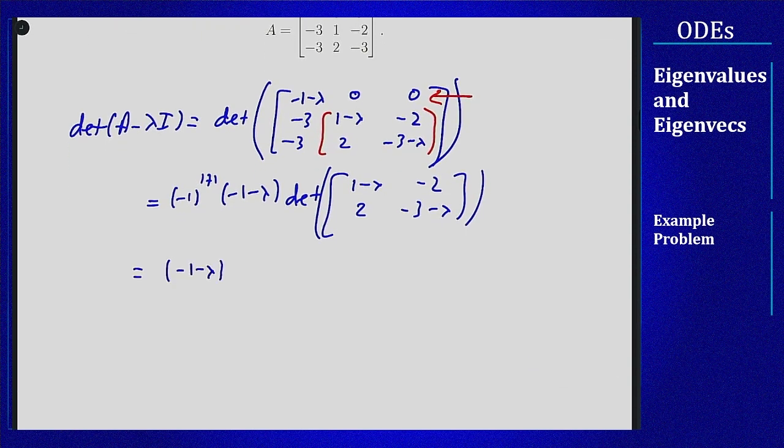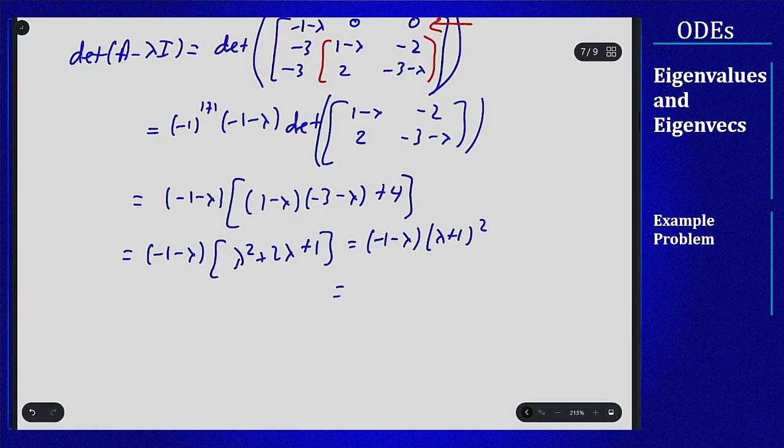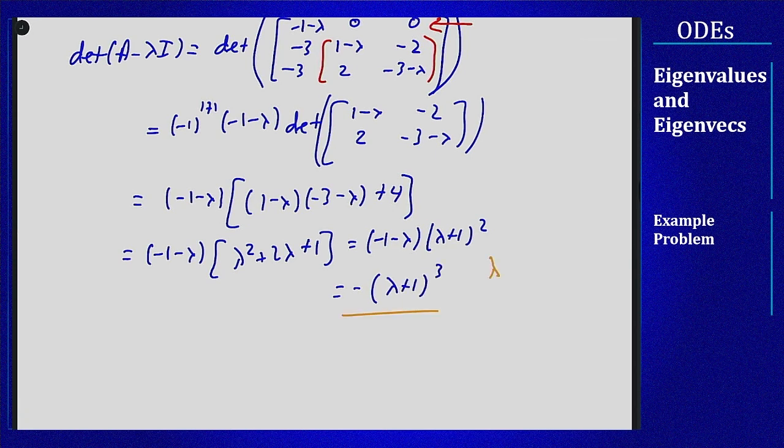Minus 1 minus lambda times that for the 2 by 2. We expand out the inside. I have lambda squared. I have plus 3 minus 1 is plus 2 lambda. Minus 3 plus 4 is plus 1. Well, that's lambda plus 1 squared. Minus 1 minus lambda times lambda plus 1 quantity squared. But since minus 1 minus lambda is negative lambda plus 1, this is actually just negative lambda plus 1 cubed. So we have lambda equals minus 1 is a triple eigenvalue.